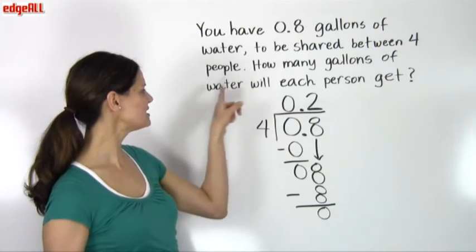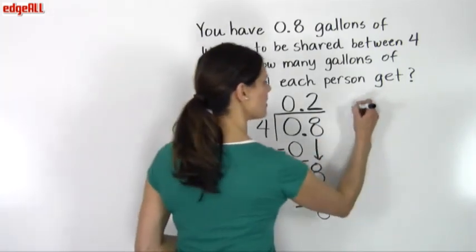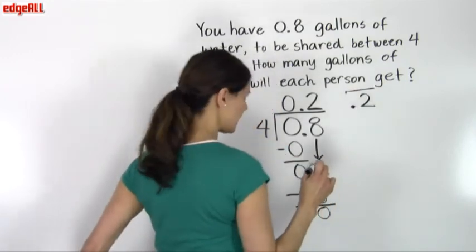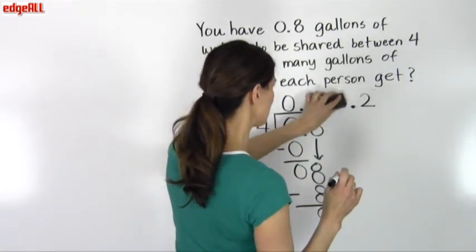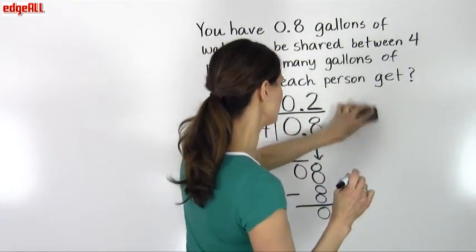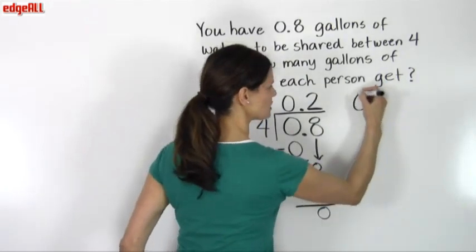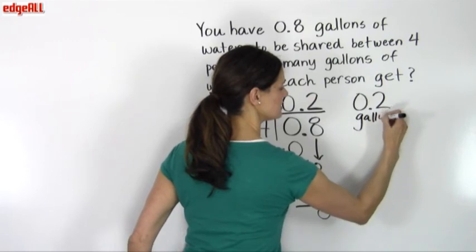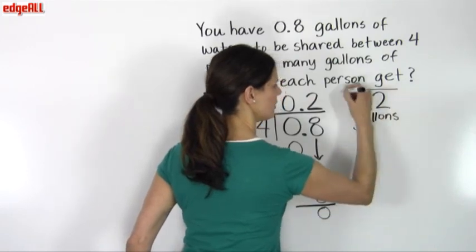So each person will receive 0.2 gallons, and I should make sure that I always report my decimals with a 0 before the decimal place. So each person will receive 0.2 gallons of water.